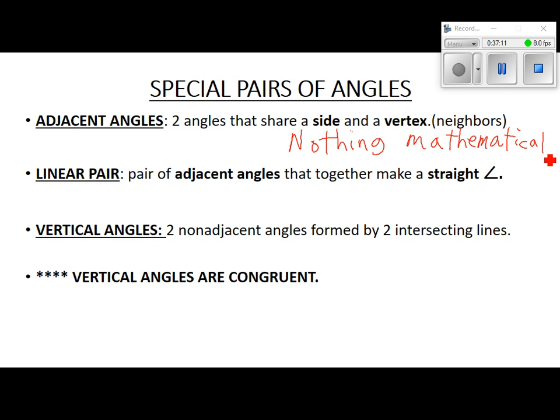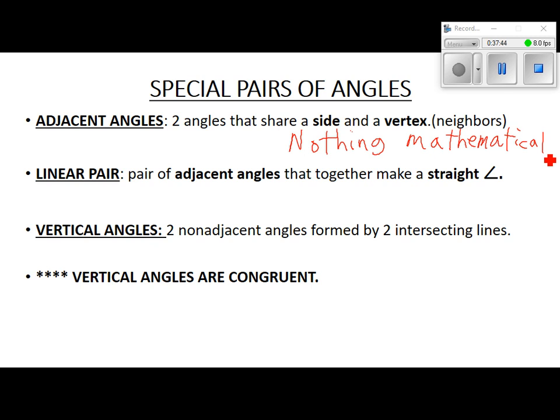Does anybody know what the word adjacent means? They share a side, a vertex. Well, other than math, what's it mean in the real world? Brothers or neighbors. Beside each other. Yeah, you and John are adjacent, all right?